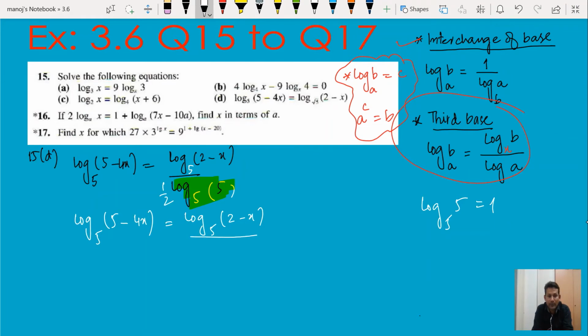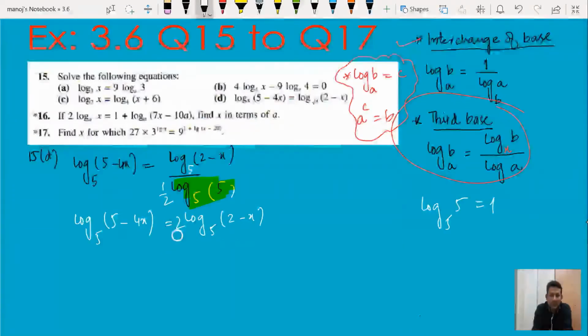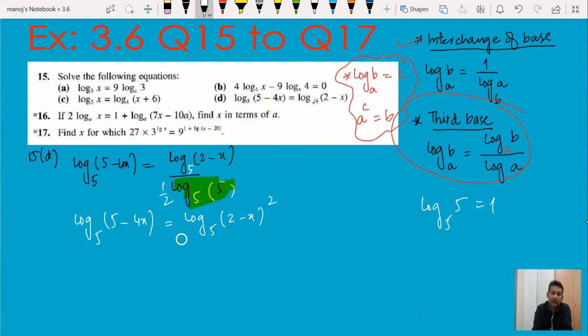And when you write 1 upon 2 here and move it up, this will become only 2. Now by this method, this 2 will become the power, because I have the option to remove the log. So this 2 will become the power, and we do the comparison of log on both sides. So what we have now, normally we do not cancel. We have just 5 minus 4x is equal to (2 minus x) the whole square.